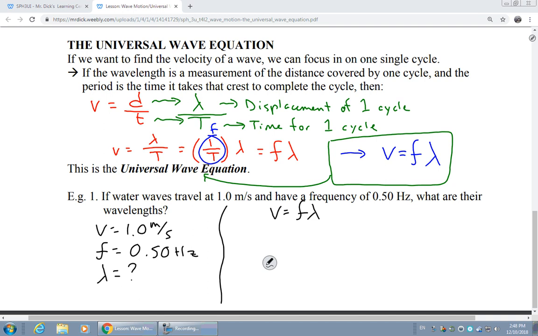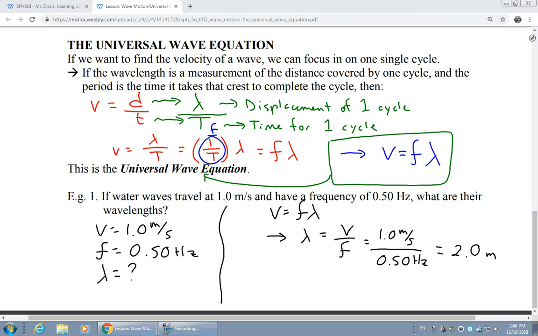But if we want to get the wavelength, we can divide both sides by frequency. So if we get lambda all by itself, the only way we could do that is by taking velocity and dividing by frequency. So when we do that, we can plug in what we know. It's 1.0 meters per second divided by 0.50 hertz. When we do all of that, we get 2.0, and that would be in meters.